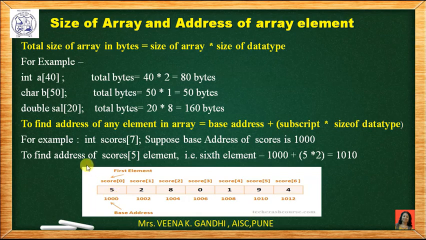And if you want to find the address of scores[5], you can write the formula like this: base address 1000 plus 5, which is the subscript here, into the size of the int, which is 2. So 5 into 2, 10. So 1010 is the address of scores[5]. You can see here in this figure, scores[5] is stored at the address 1010. So to find the address of any element, we require base address plus subscript into size of the data type.